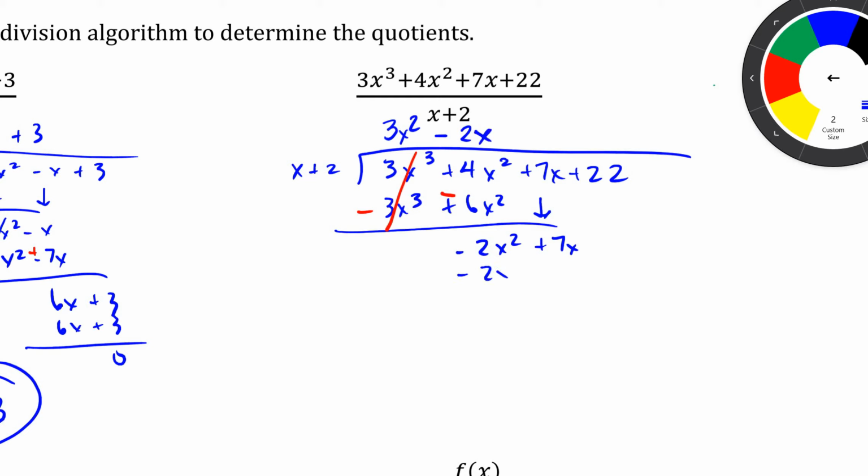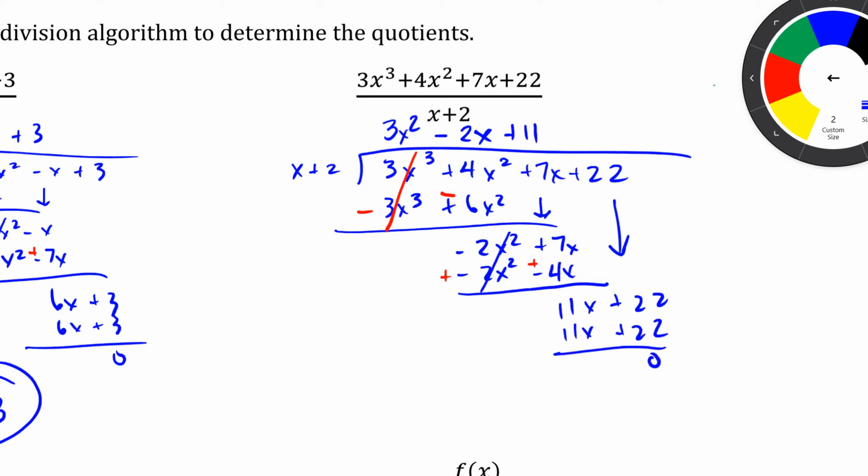So I have negative 2x squared minus 4x. Change our signs because we're subtracting, and we wind up canceling and getting 11x plus 22 once I bring that guy down. What multiplies by x to make 11x? That's easy, 11. So we get 11x plus 22.